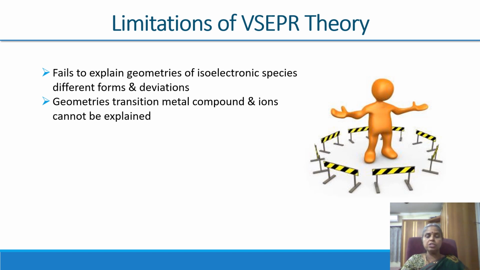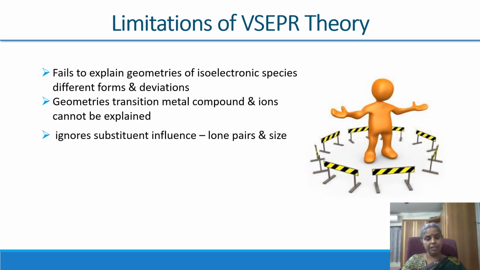This theory also is not applicable to transition metal complexes and transition metal compounds or ions. This theory is not applicable there. It cannot explain the geometries. There, altogether different theories are used to explain or account for molecular geometries and structure of complex compounds.